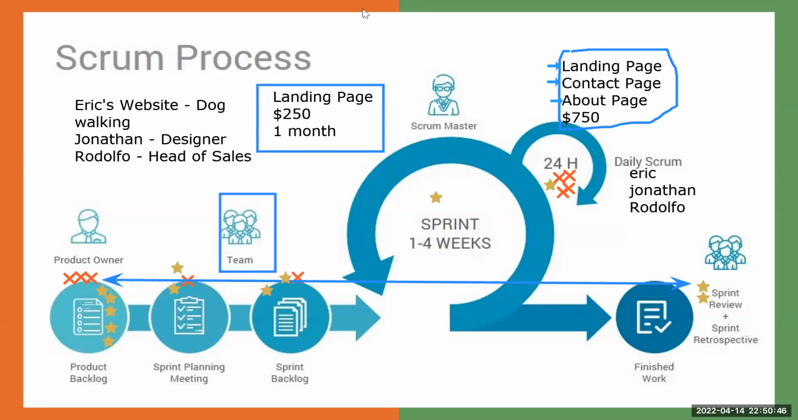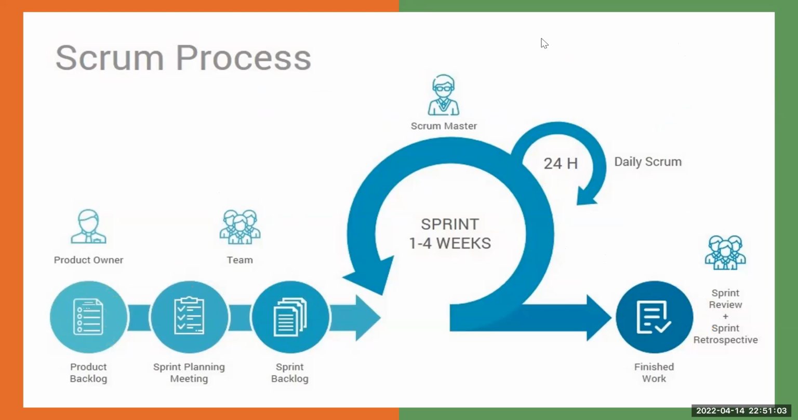One thing I didn't mention is a sprint retrospective. This also happens in a sprint. Rodolfo and Jonathan sit down and say, okay, what went well? What can we improve for next time? How can we make our next sprint even better? And that, in a nutshell, is Scrum. All right, so that in a nutshell is Scrum.